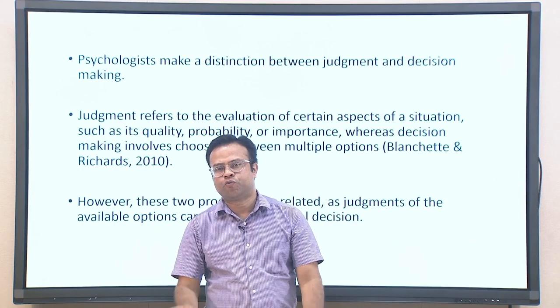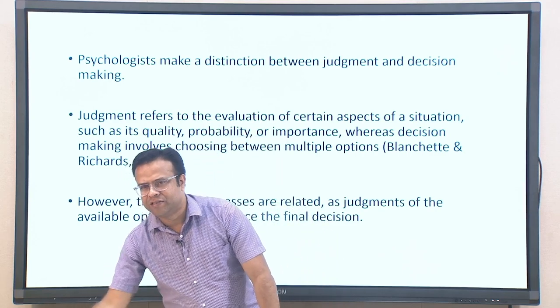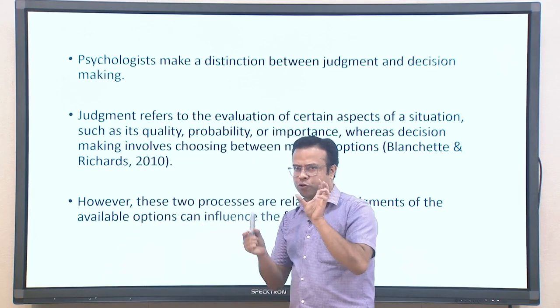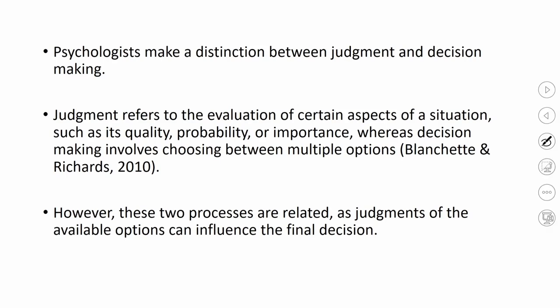Now, when we talk about judgment and decision making, there are subtle differences between these two terms. How do you explain them? Technically, they are different terms. Judgment refers to the evaluation of certain aspects of a situation, such as quality, probability or importance.